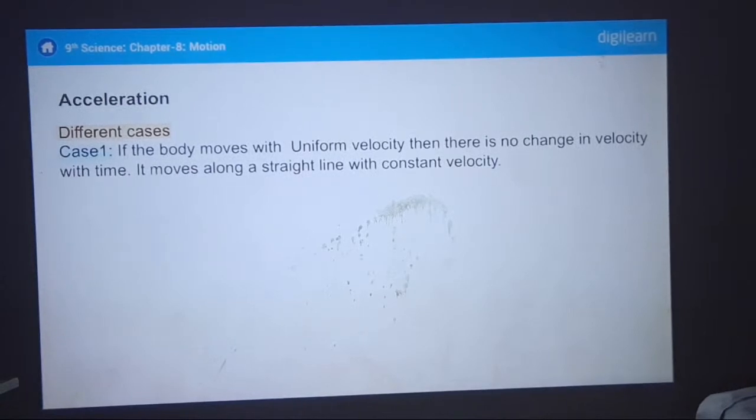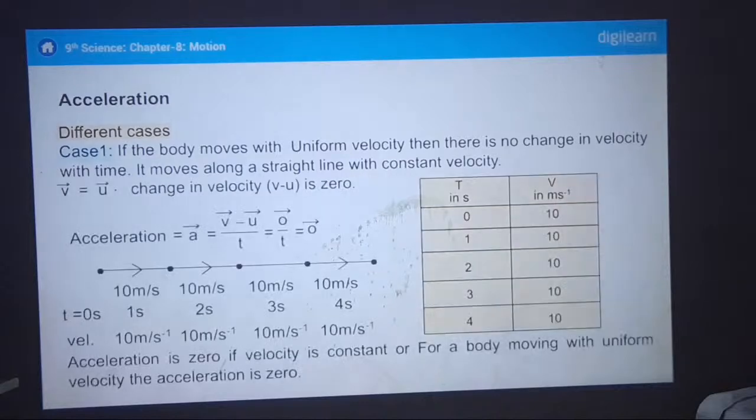Different cases. Case 1. If the body moves with a uniform velocity, then there is no change in velocity with time. Vector v is equal to vector u. Therefore, change in velocity v minus u is 0. Acceleration is equal to vector a, that equals vector v minus vector u, whole divided by t. That equals vector 0 divided by t. That equals vector 0. Acceleration is 0 if velocity is constant, or for a body moving with uniform velocity, the acceleration is 0.